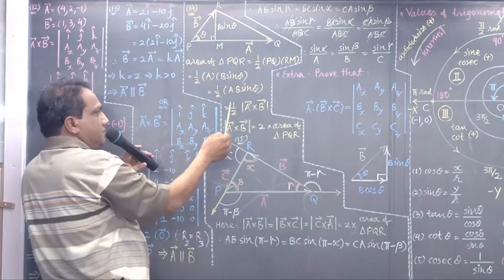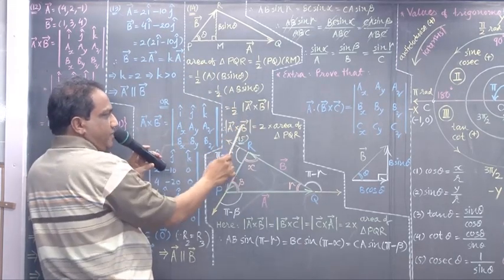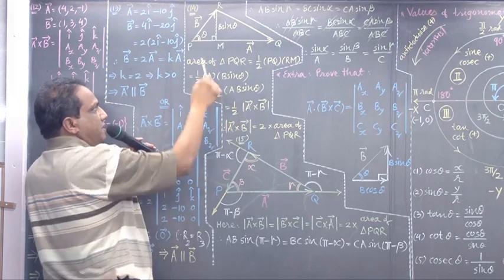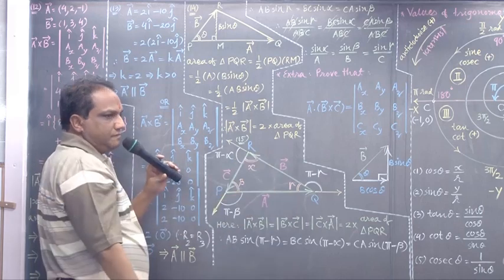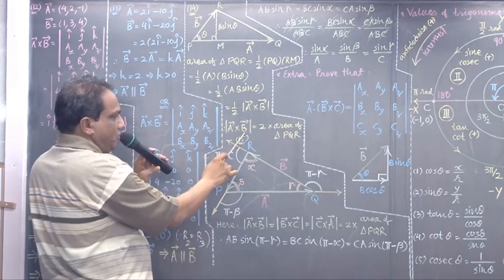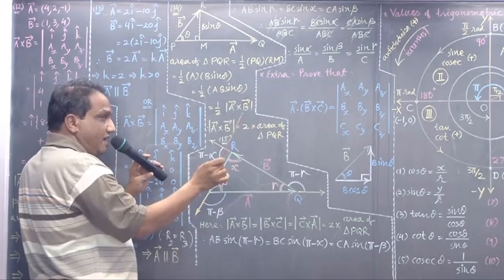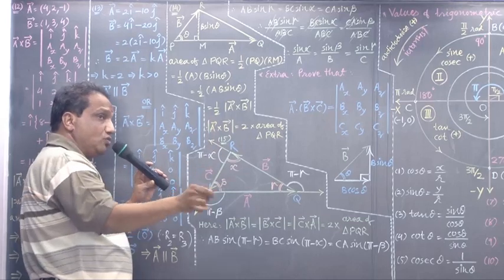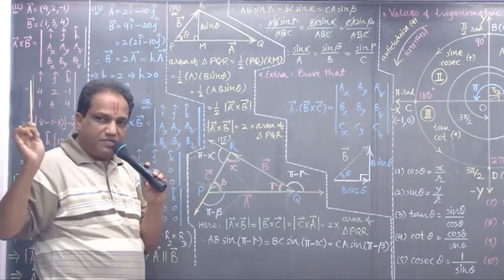Transfer this to here. So the magnitude of vector A cross vector B will be 2 into the area of triangle PQR. So what we have proved is that the magnitude of the vector product between two given vectors is double the area of a triangle whose two sides are those two vectors. Correct?